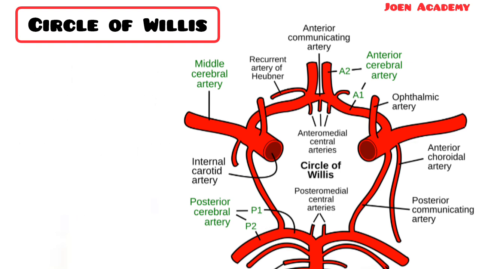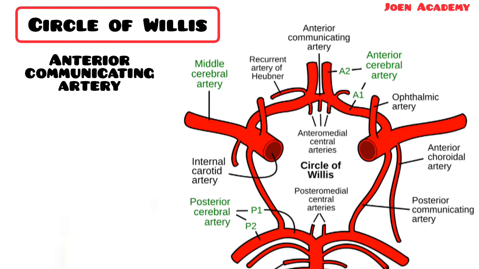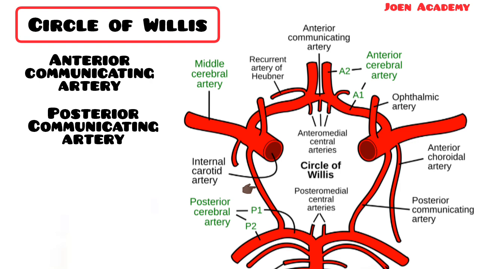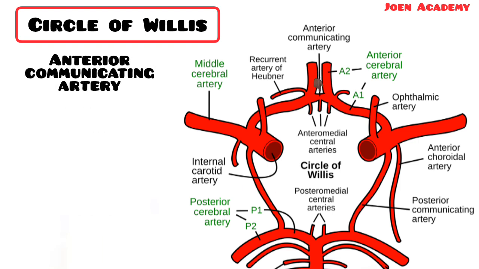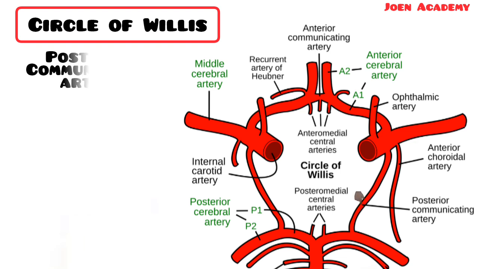In order to complete this circle of Willis, two communicating vessels are present, and these vessels are the anterior communicating artery and the posterior communicating artery. The anterior communicating artery connects the two anterior cerebral arteries, while the posterior communicating artery, which is a branch of the internal carotid, connects the internal carotid artery to the posterior cerebral artery.